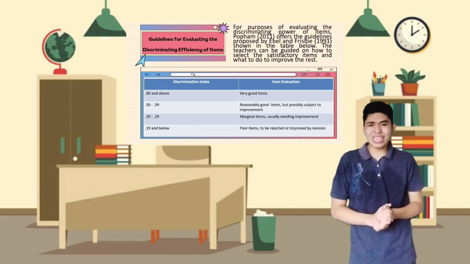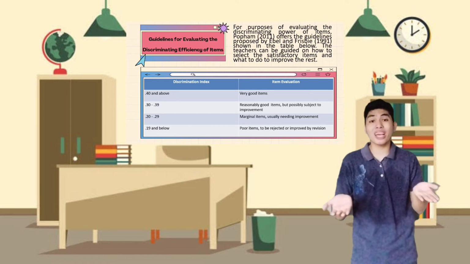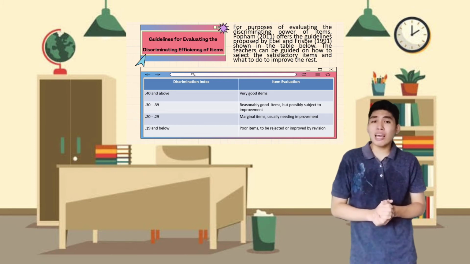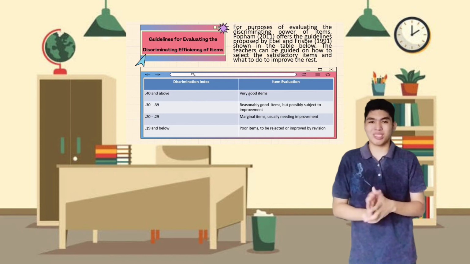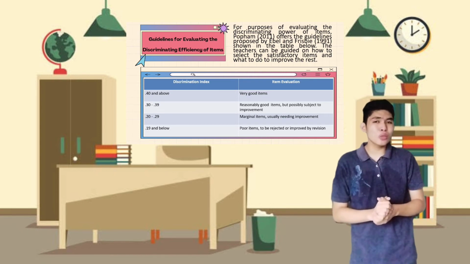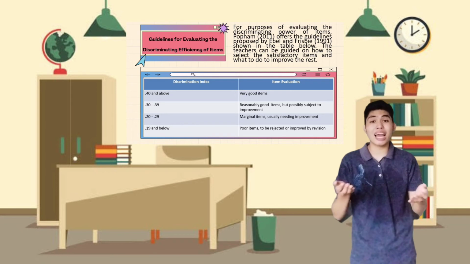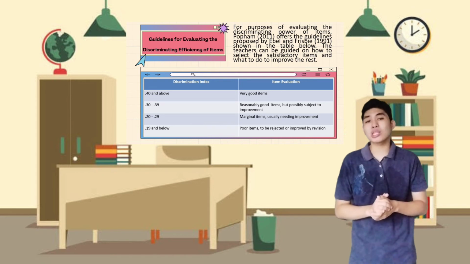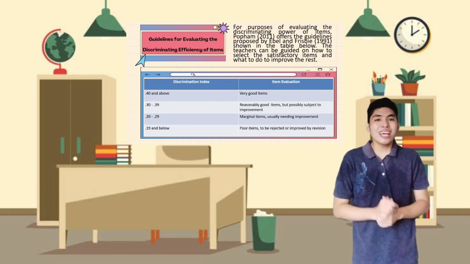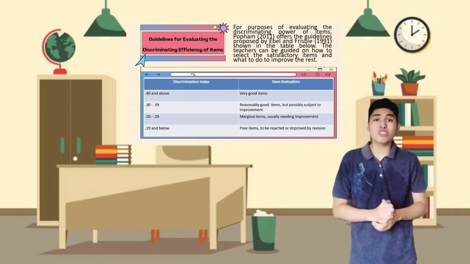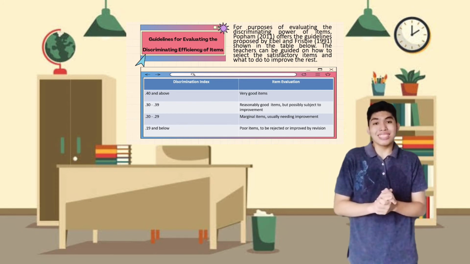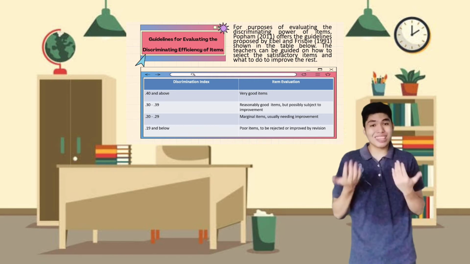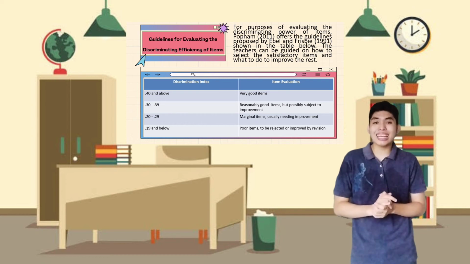If the discrimination index ranges from 0.20 to 0.29, the item is a marginal item, which usually needs improvement. And if the discrimination index ranges from 0.30 to 0.39, the item is a reasonably good item, but possibly subject to improvement. Lastly, if the discrimination index is 0.40 and above, the item is a very good item, and it should be selected or retained. Is the given table clear, class?